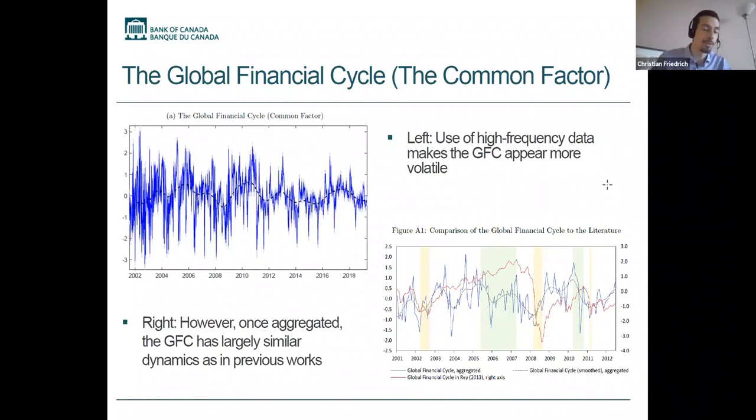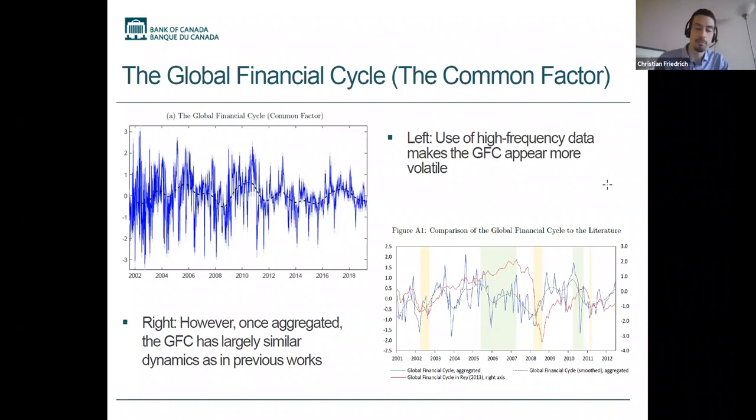If we smooth it a little bit, which is the dashed black line in the background, we see that between 2002 and 2006, there's an increase in the boom phase of the global financial cycle. Then comes the crisis, the cycle weakens, then there's the rebound, especially in equity flows after the global financial crisis. Then comes the European debt crisis, and then it tapers out a little bit. So overall, we're pretty similar to the dynamics of the global financial cycle in the literature.